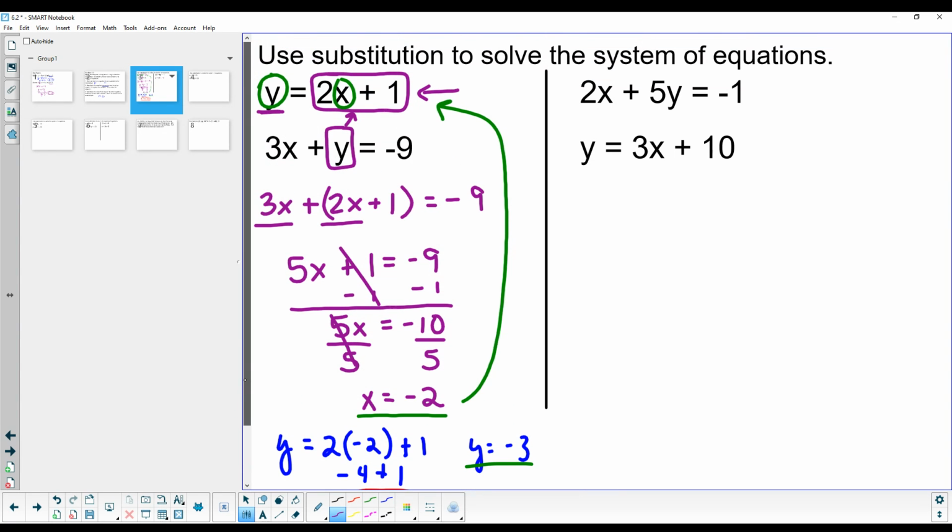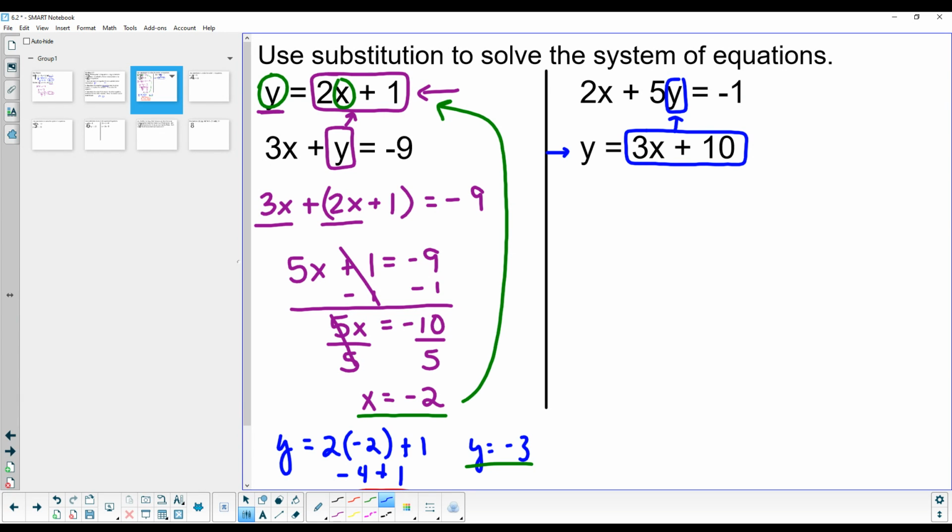All right, let's do a second one. So over here on the right side, you have 2x plus 5y equals negative 1, and y equals 3x plus 10. Okay, so we're going to first look and see if we have an equation that's already solved, which we do. This equation right here is ready to go because it says y equals 3x plus 10. So if y is equal to 3x plus 10, up in this other equation where I see y, I'm going to substitute this in there, this 3x plus 10.